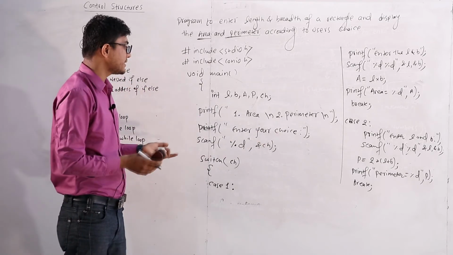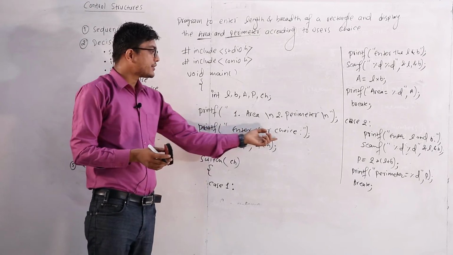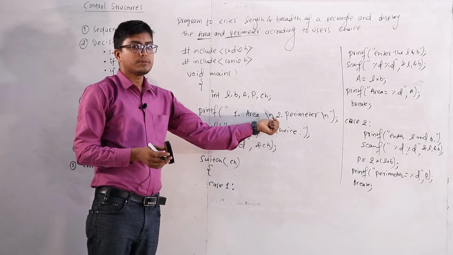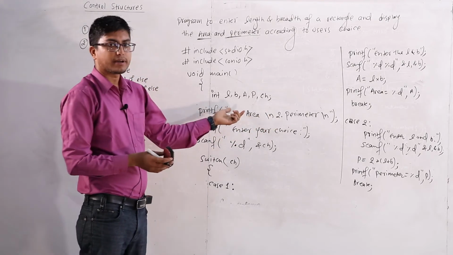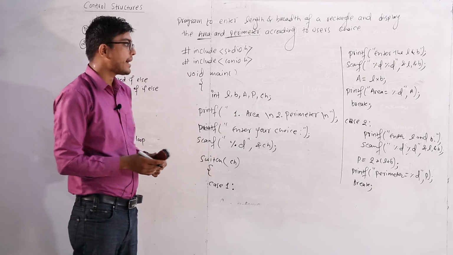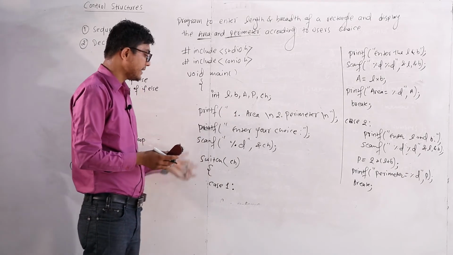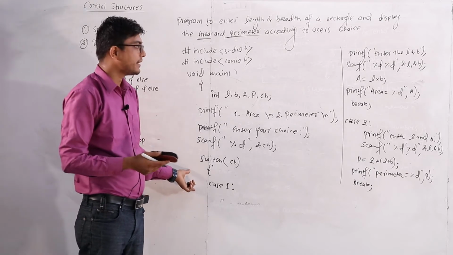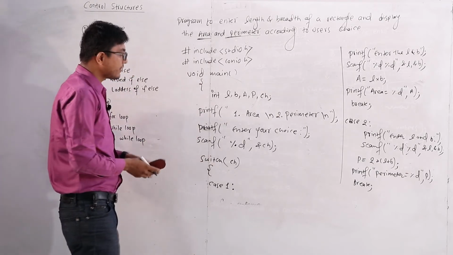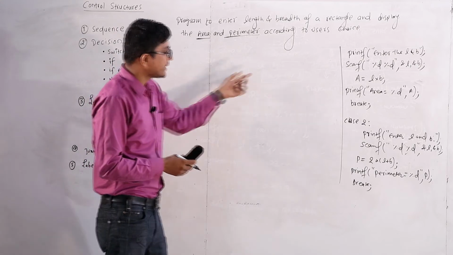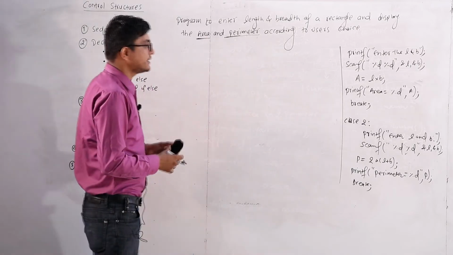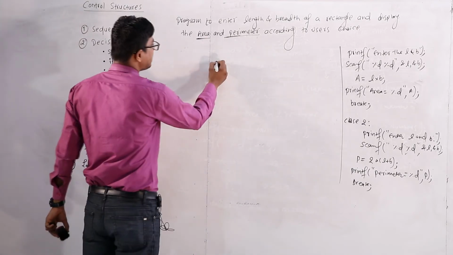Now while entering the choice, the user can enter 1 or 2, but sometimes the user may enter 3, 4 or 5. Then what will you do? You have to write the default statement. In case of not matching any case, the default statement should be written. Okay, we have already given two cases. Now if no case is matching, then you have to write the default statement.